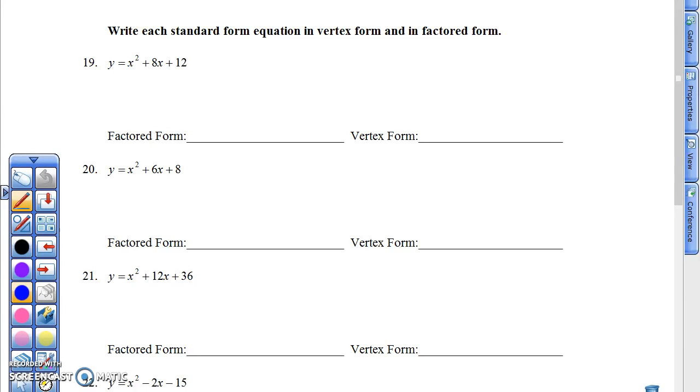Math 2, Module 2, Practice Problems 2.1 through 2.7, Page 4, Questions 19 through 24. Write each standard form equation in vertex form and factor form.